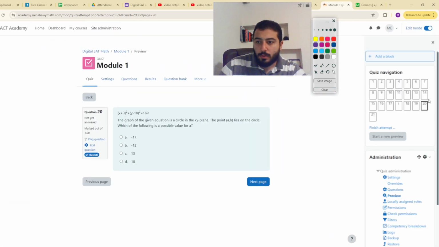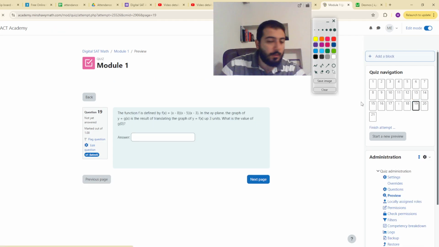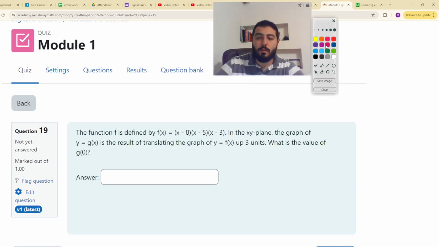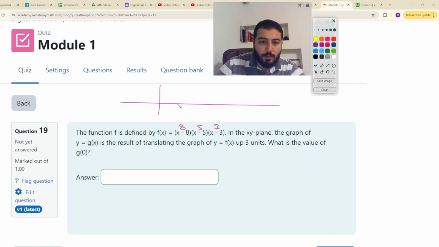Sorry, 19 first. Question 19. The function f is defined by a polynomial with 3 roots. Those are 3 factors, and each factor has 1 root. The roots here are 8, 5, and 3. So this polynomial passes through 3, 5, 8, and it looks like this, because the scaling factor is positive 1.